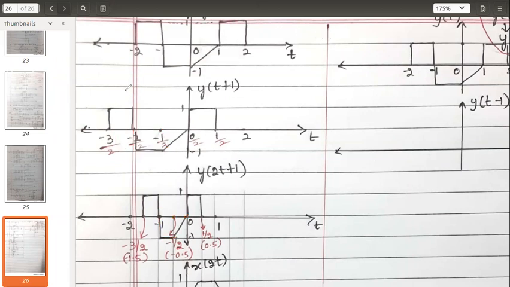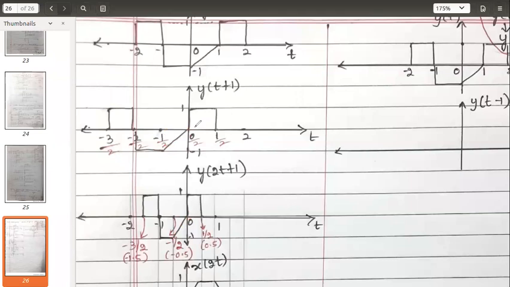Now coming to the third one. This point is 0, and we can't do anything: 0 by 2 will be 0 only. This ramp, which was earlier between -1 to 0, what will the new value be? It will be -0.5 to 0. The ramp has also reduced. The shape of the ramp will not change, the amplitude will not change, only the time will get reduced, compressed. So the third part is done.